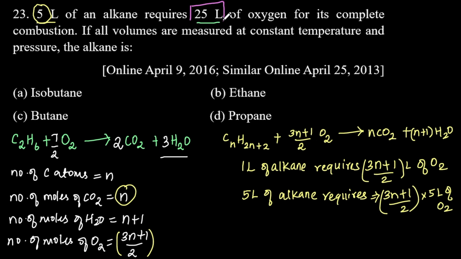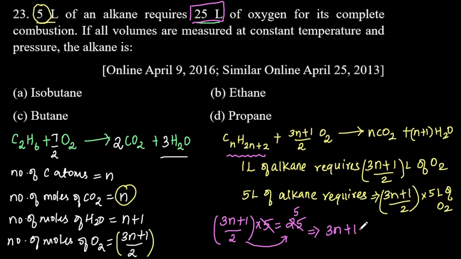In the question, the volume is already mentioned. So we can just equate the two values. (3n plus 1) by 2 into 5 is equal to 25, because it is mentioned in the question. Now when you solve this, you will get the value of n. That value of n you can substitute in the general formula of alkane. When you solve this, you can cancel this out, so the right hand side is 5. When you take this 2 to the right hand side, you get 3n plus 1 is equal to 5 into 2, 10. So 3n is equal to 9 and the value of n is 3.